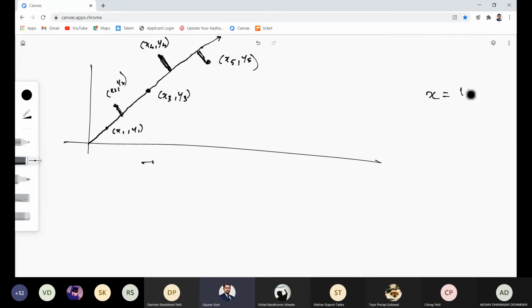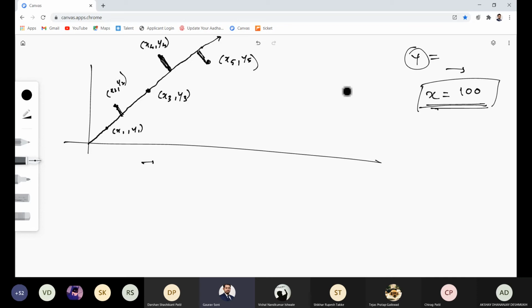Now I want to guess what will happen if my x is say 100. What will be the value of y? So I can guess that. The reason behind making the equation of this line is that for different values of x I can guess.